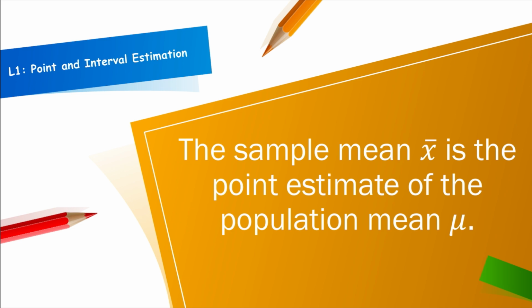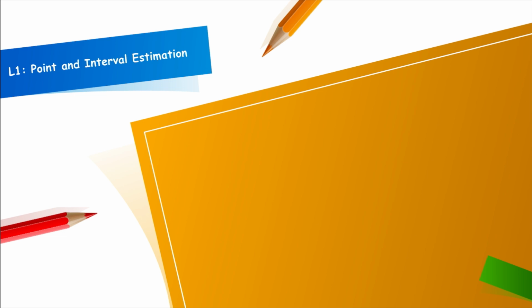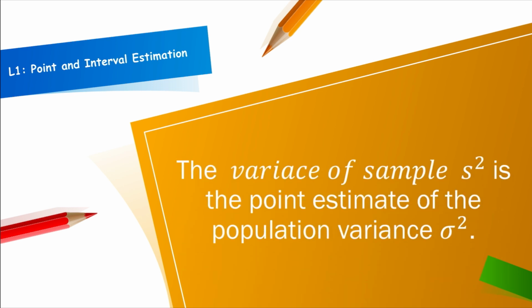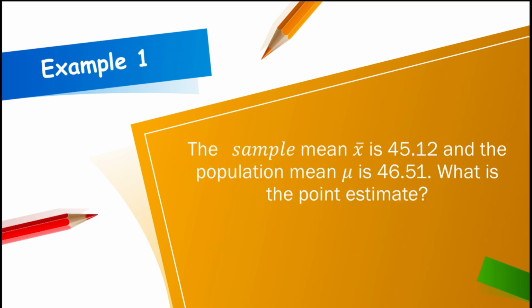The sample mean is the point estimate of the population mean. The variance of sample is the point estimate of the population variance. Example 1. The sample mean is 45.12 and the population mean is 46.51. What is the point estimate? Solution. The point estimate is the single value 45.12.